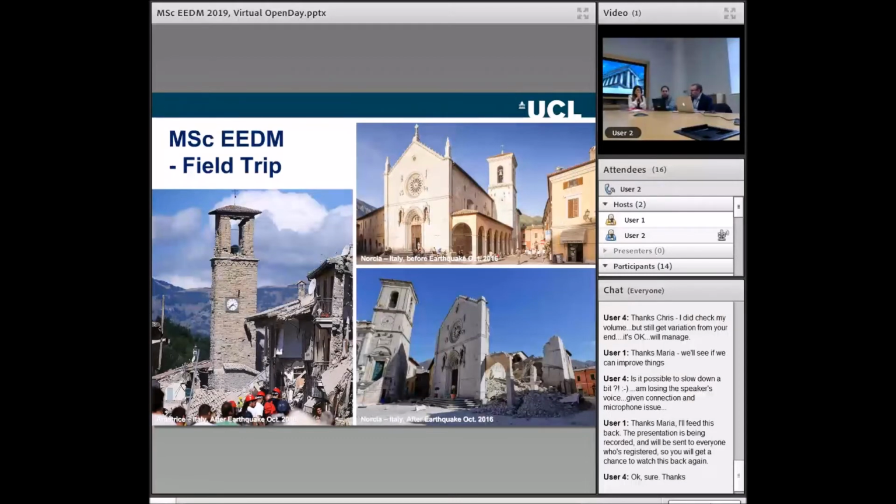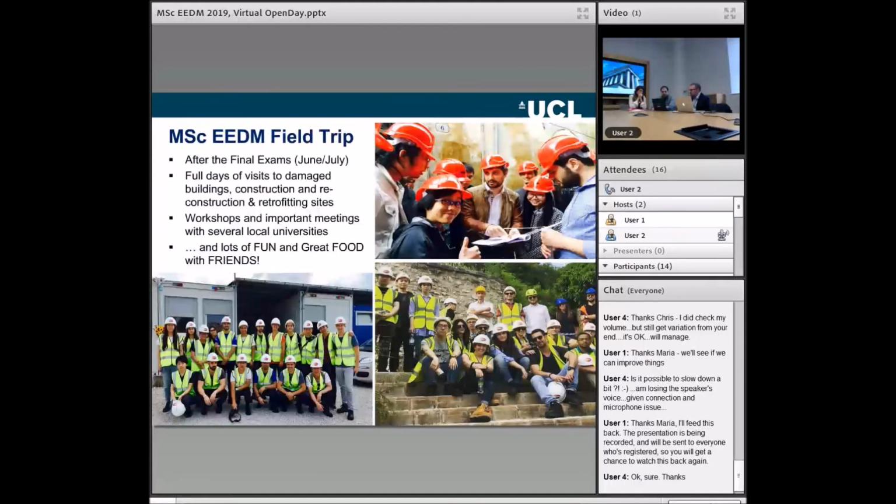The possibly nicest and funniest part of the program, and I think a great learning experience, is the field trip that we do. Usually it is between June and July, and it has mostly been in June. This year it will be in July. A couple of years ago it was in September.